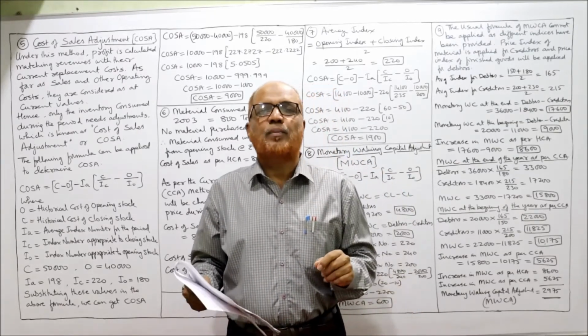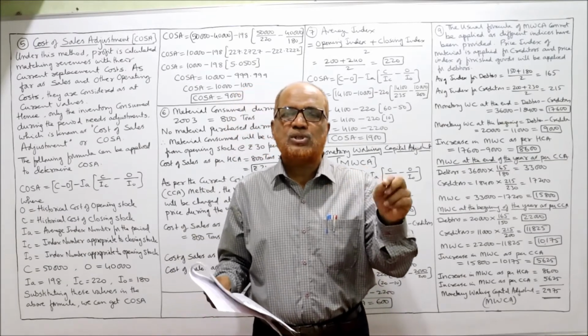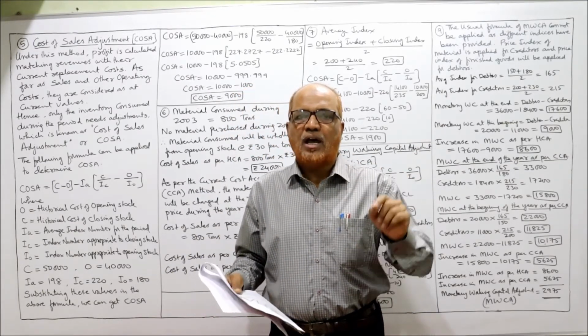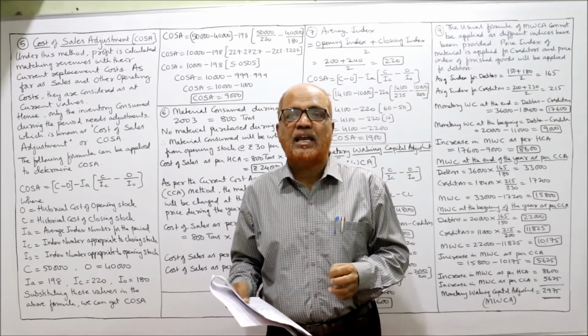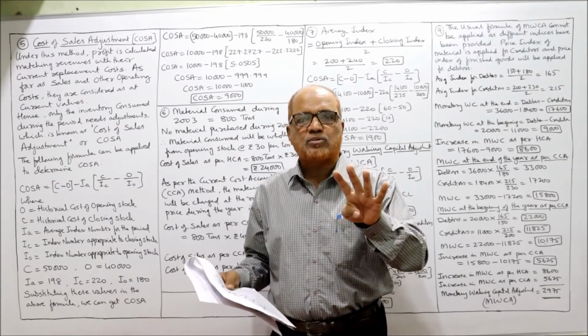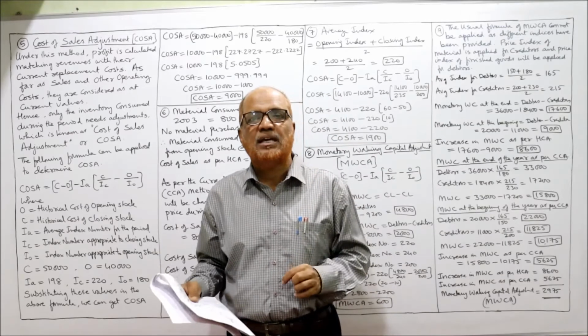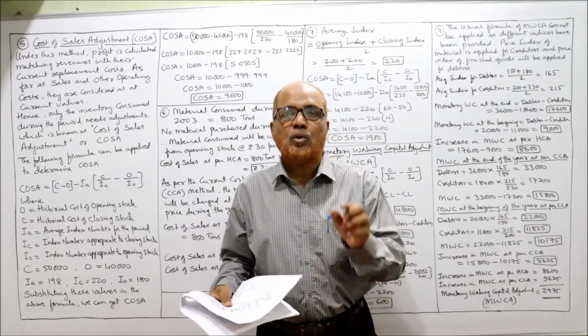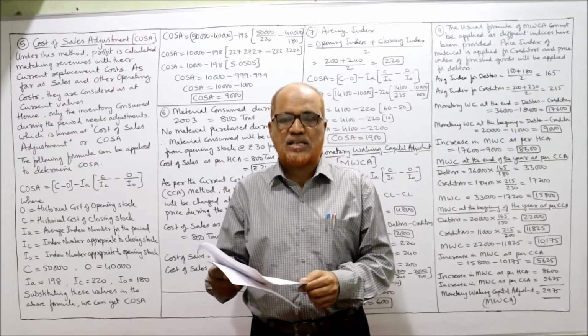Then we'll do a few problems on MWCA, monetary working capital adjustment. Lastly, a few problems on gearing adjustment. So totally 4 types of adjustment we have in the CCA method. Now in this problem we have to find out COSA, cost of sales adjustment.